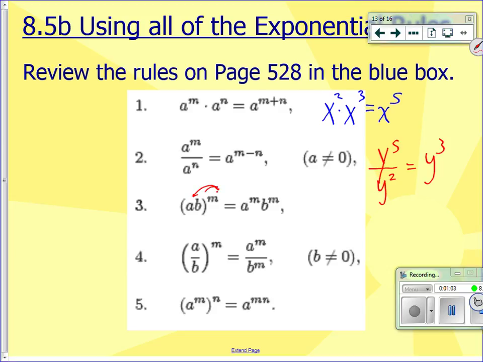This one is called the power of the product. It's just a reminder that if you're taking a product of two factors to a power, you have to give the power to both of the factors. We have a similar thought with fractions. If you take a fraction to a power, both the numerator and the denominator get that power.